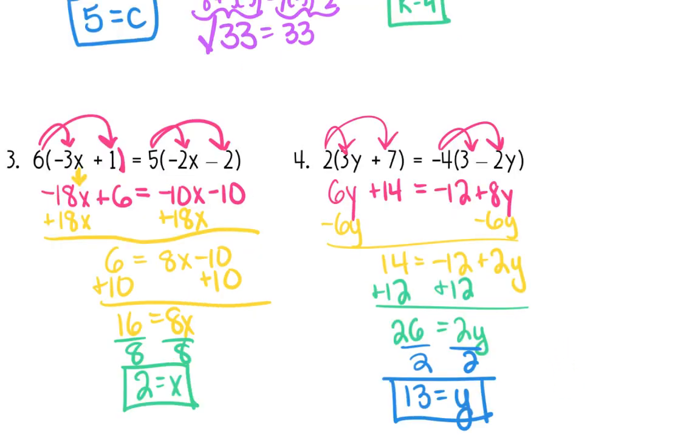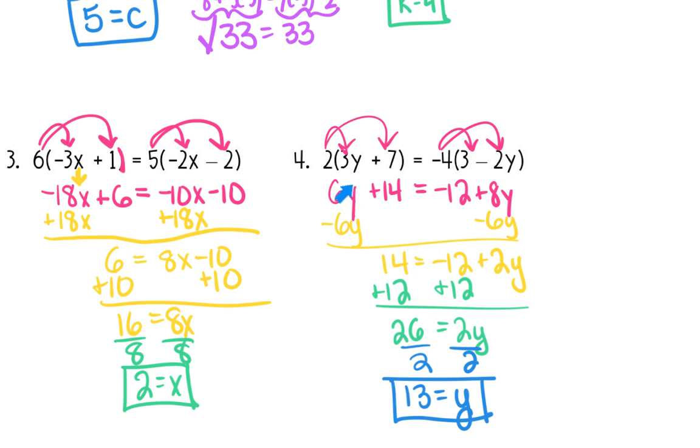For number 4, the answer is 13. I started by distributing the 2 to the 3y and the 7 to get 6y plus 14, distributed -4 to 3 and got -12. -4 times -2y is positive 8y.